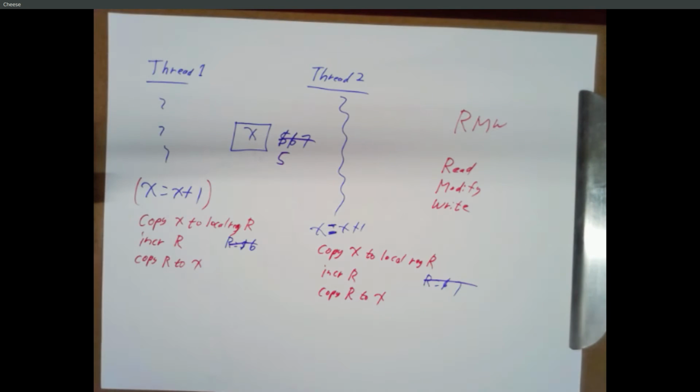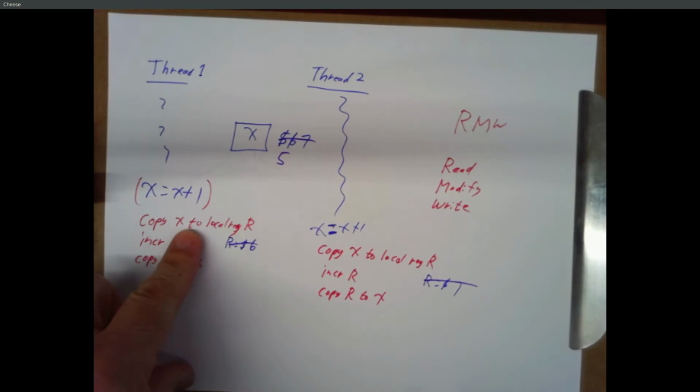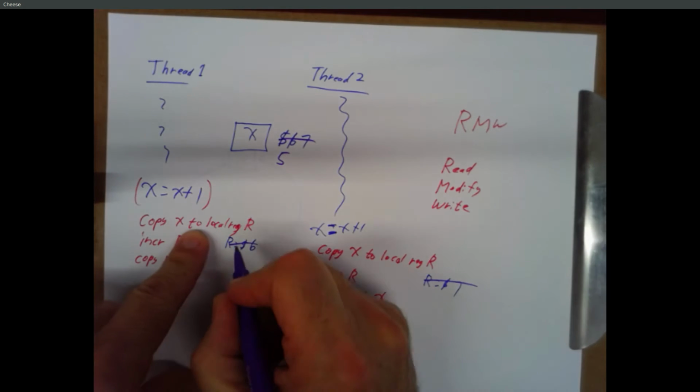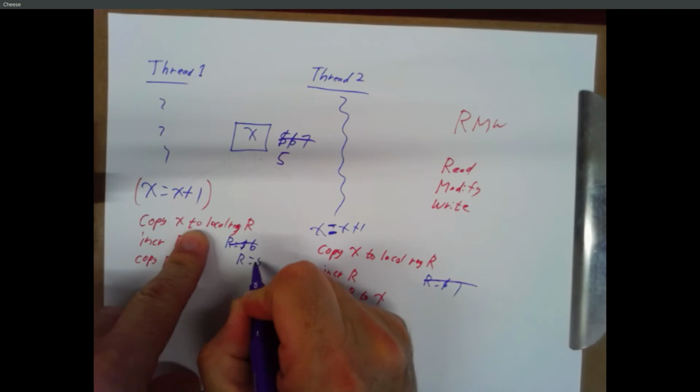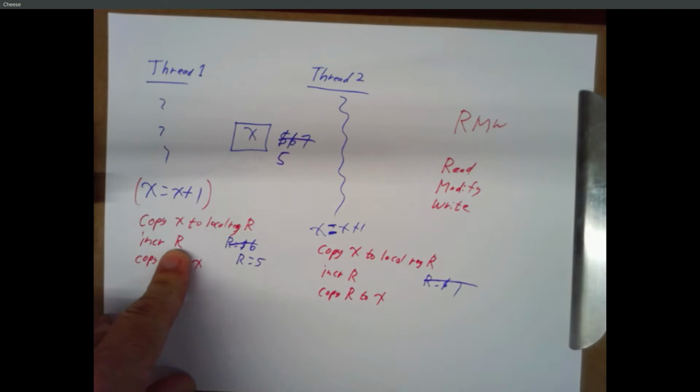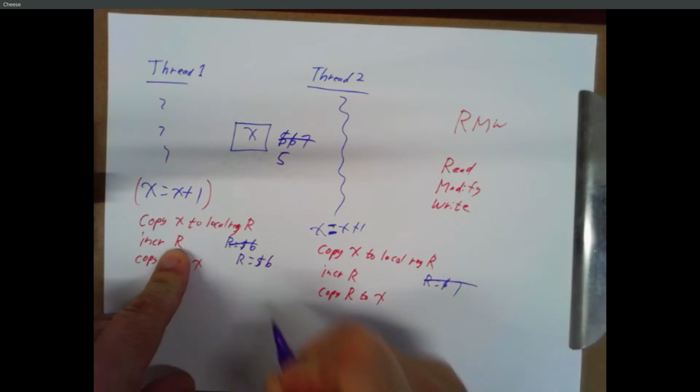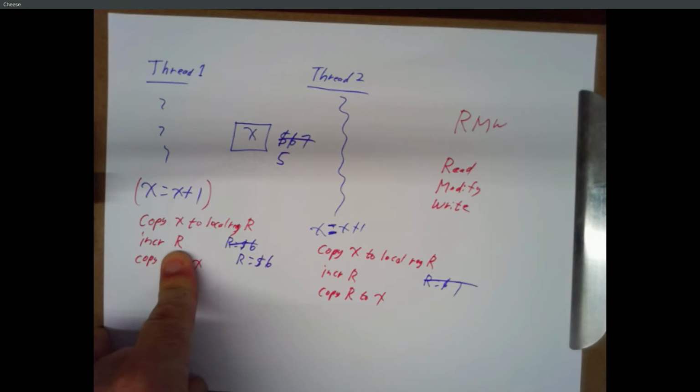Suppose x starts off at 5. And thread 1 says copy x to the local register R. So it says R equals 5. And then it says increment R. So R equals 6. And at this point, thread 2 starts executing, because you've only got one CPU.